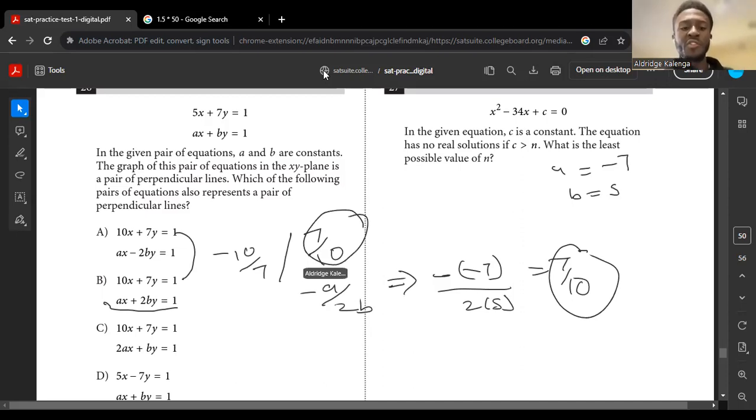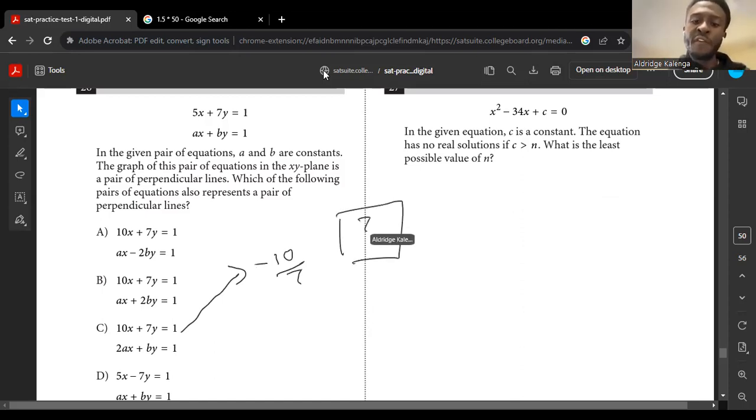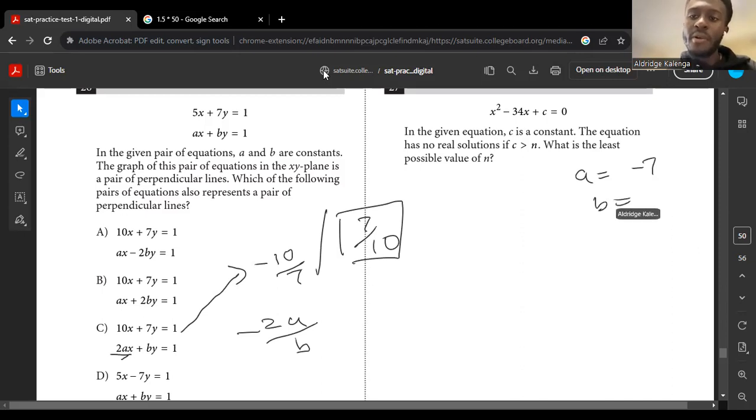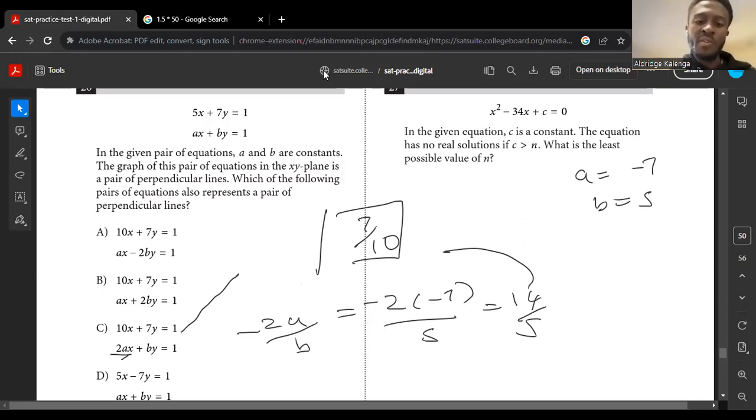Again, just to make sure you guys have understood, I'm going to do C and D as well. Just real quick. C and D, again, our gradient here, you start with the formula, or use the shortcut I showed you guys, negative coefficient of x over the coefficient of y, negative 10 over 7. It means the gradient we're looking for to be perpendicular is 7 over 10, because it's a negative reciprocal. But what is the gradient here? It's negative 2a, the coefficient of x, divided by the coefficient of y, which is b, negative 2a over b. But we know that our a is negative 7 and our b is 5. So this is 14 over 5. This is not equal to that. So that's not our answer. We move on to D.